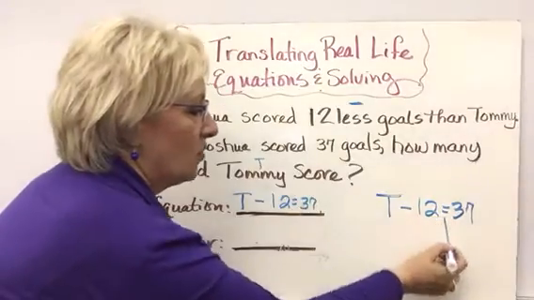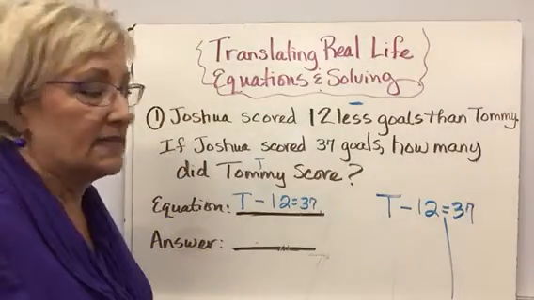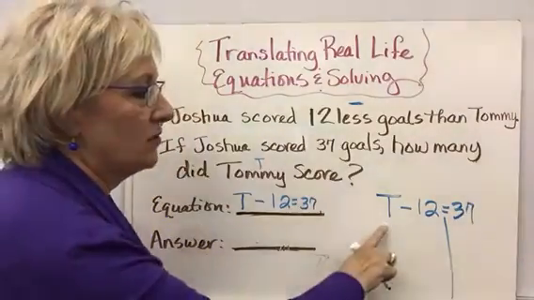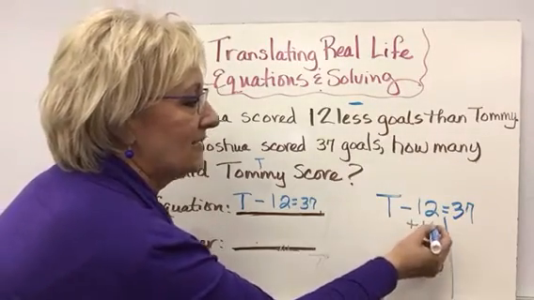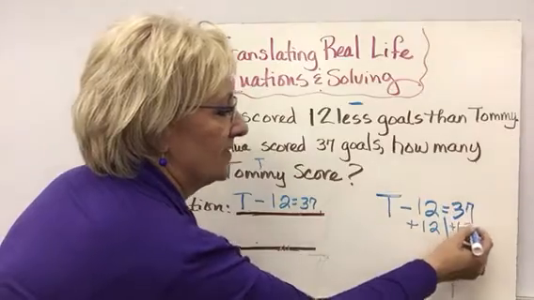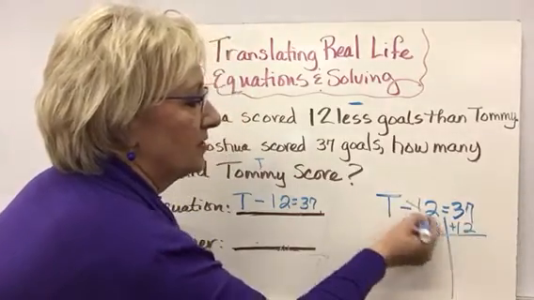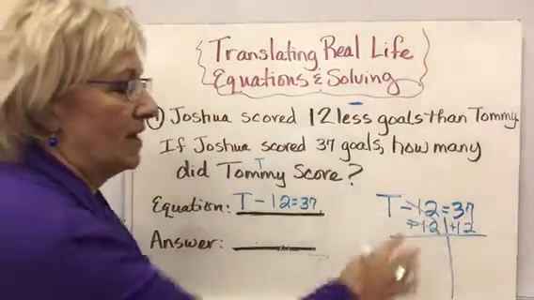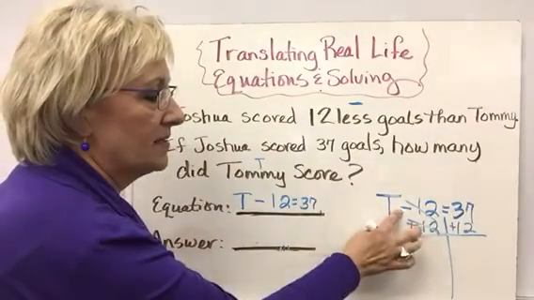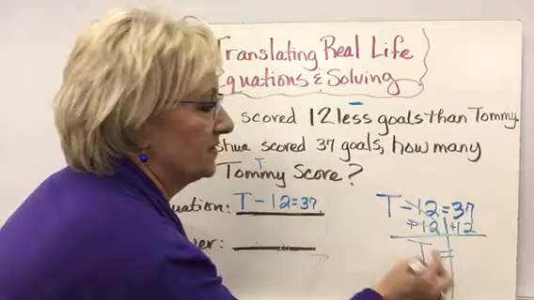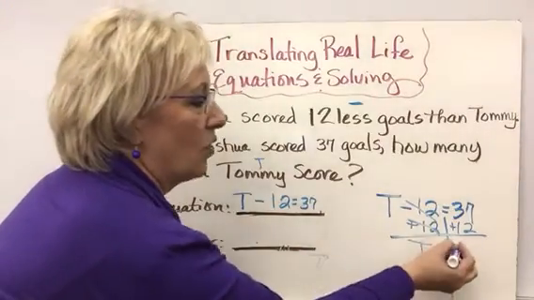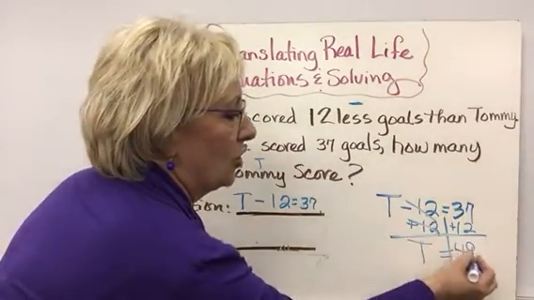I've got a one-step equation, so I'm going to draw my line and split my equation right down the middle. I know that what I'm doing with T is subtracting 12, so I need to add 12 to both sides of the equation. Minus 12 plus 12 is going to equal 0. The opposites are going to equal 0. And Tommy has scored 49 goals.